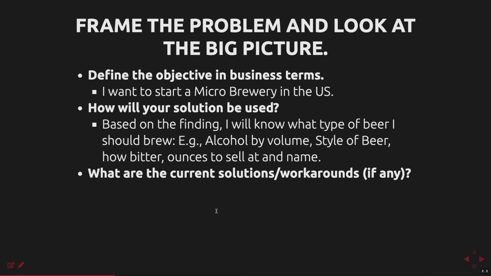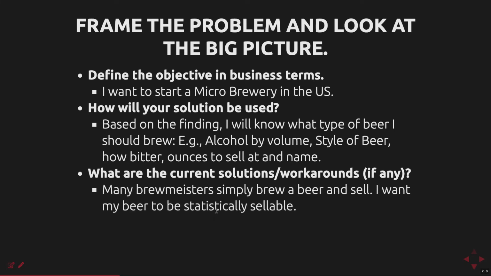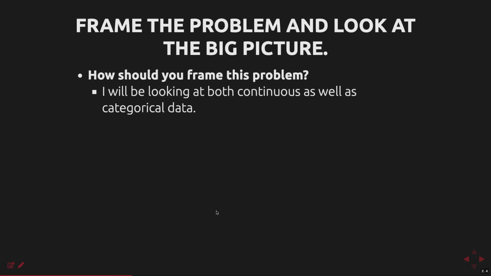What are the current solutions or workarounds? Well, many brewmeisters in the world simply brew a beer and sell it. I want my beer to be statistically sellable in this instance. So how should you frame this problem? Well, I'm going to look at both continuous as well as categorical data.